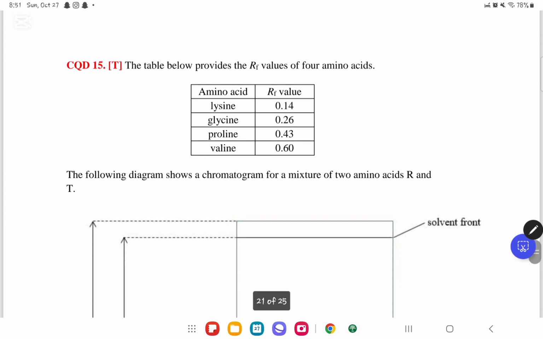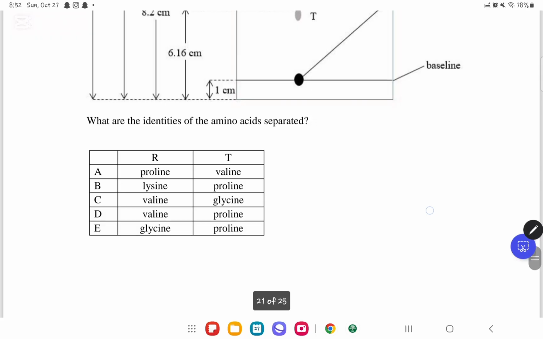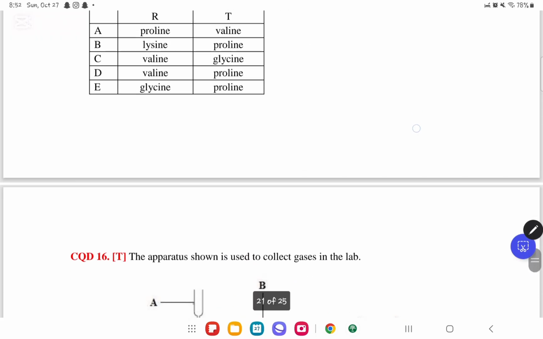Now CQD number 15. They told us the following diagram shows a chromatogram for a mixture of two amino acids, R and T. Now they want us to find the identities of the amino acids present.